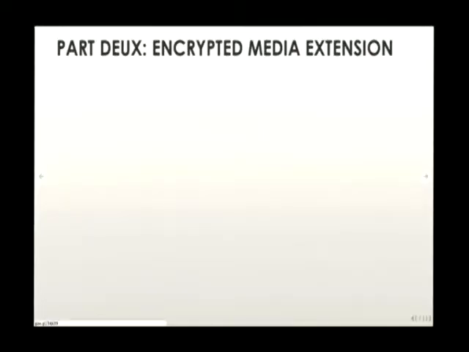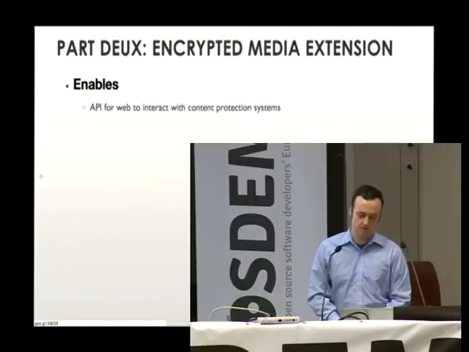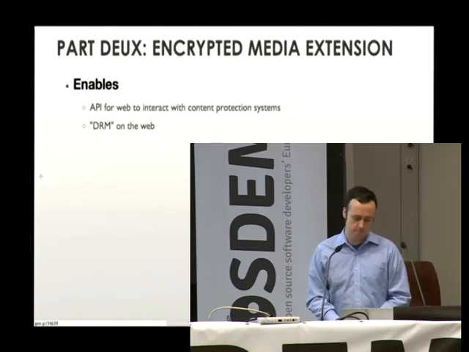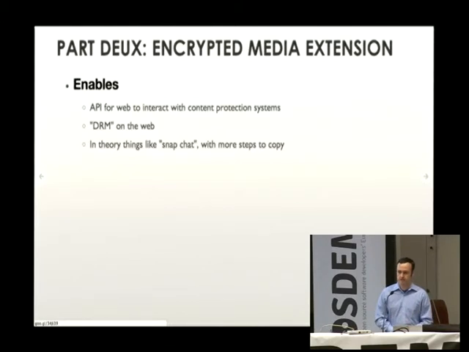And then we have the encrypted media extension. This enables an API to interact with content protection systems. Basically, it's DRM on the web. And in theory, it would enable not just content controls, but also things like Snapchat, but with more steps to work around the copy. And then also, of course, massive debates on the ethics of standard bodies.